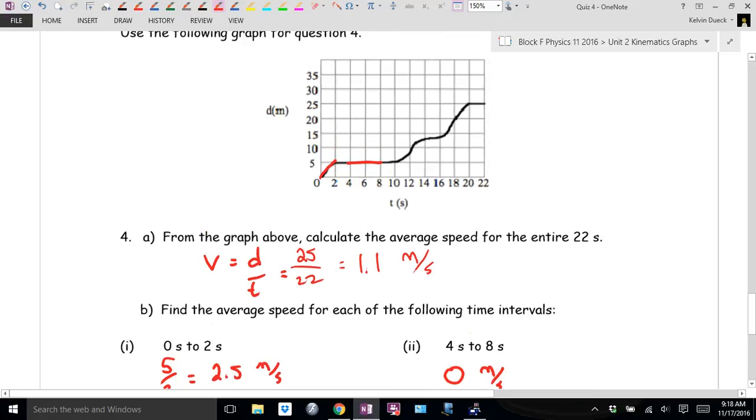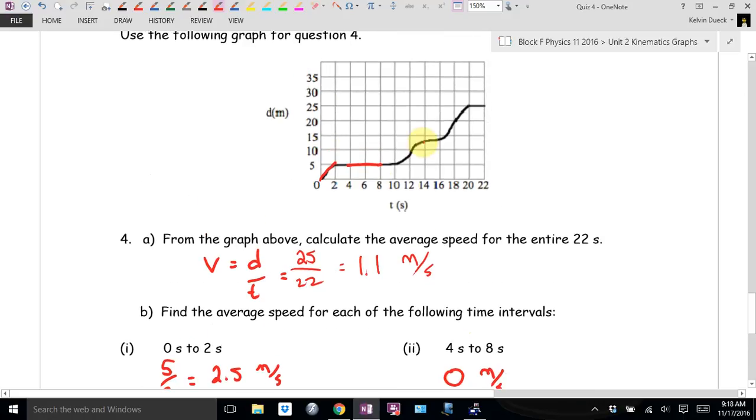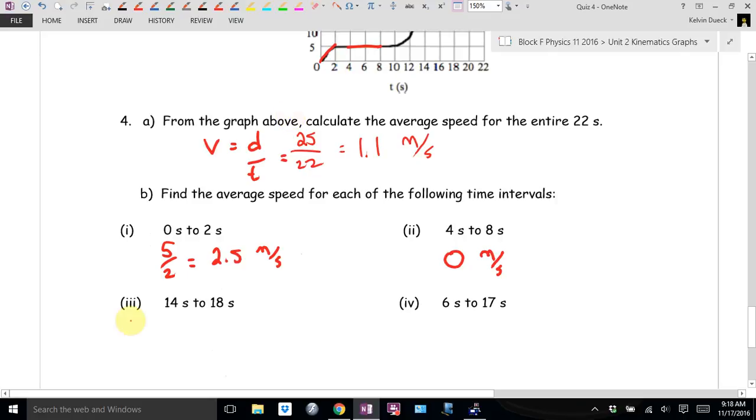14 to 18, this one was yuckier. 14 is there, 18 is there. I chose to let the rise be 20 minus, I used 12.5 because it was roughly halfway between 10 and 15. If you use 13, I'm fine with that. Heck, if you use 12.4, I'd look at you strangely, but I'd say, you know what? We're guessing anyways, so I'd take that.